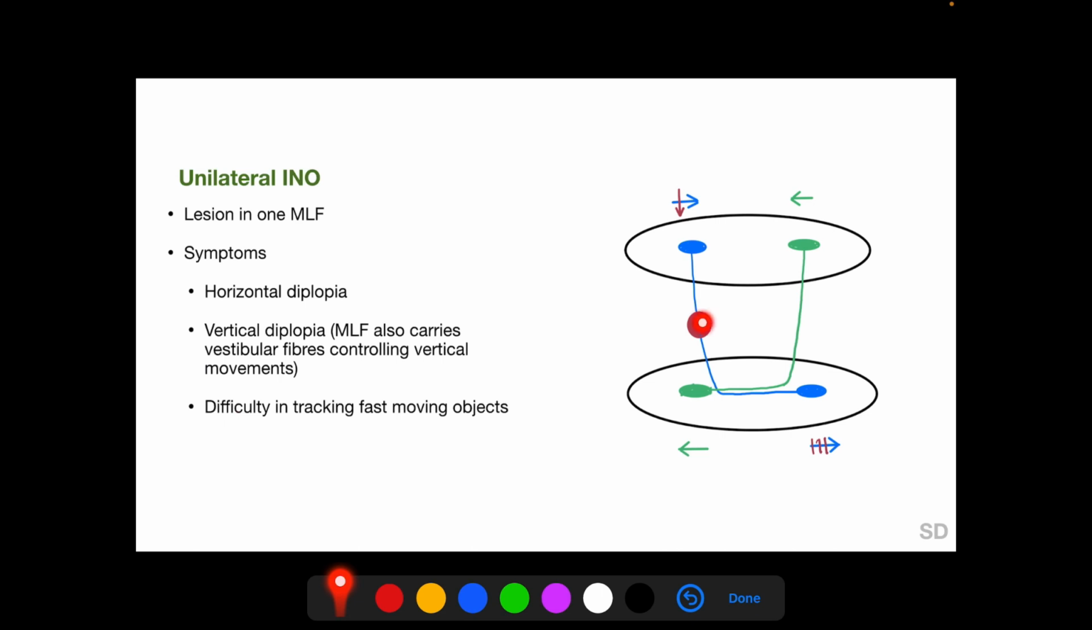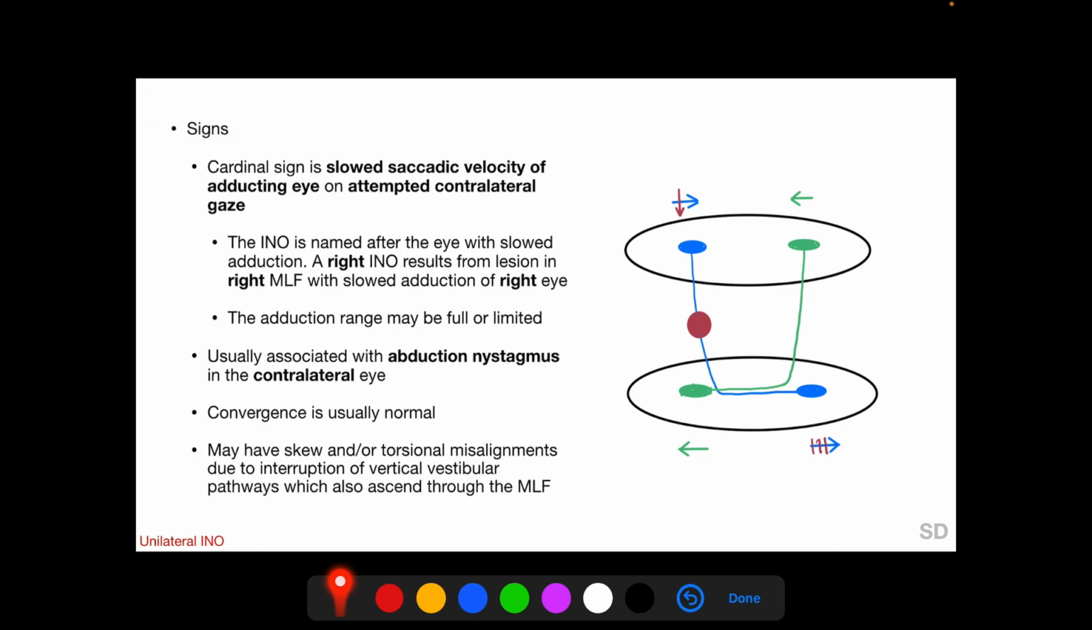The MLF, in addition to carrying connecting fibers from the 6th to the 3rd cranial nerve nucleus, also carries vestibular fibers controlling vertical movements. So a lesion in the medial longitudinal fasciculus can also cause vertical diplopia. The cardinal sign is slowed saccadic velocity of the adducting eye on attempted contralateral gaze, and the INO is named after the eye with slowed adduction.